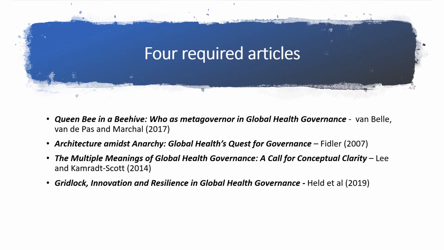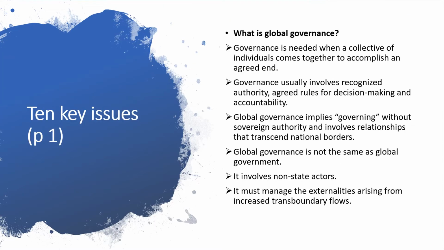They each take a slightly different take, but what I think is interesting is they build on each other and you see some themes throughout. They all start with the issue of what is global governance. And they first talk about, particularly the Kelly article, talks about what governance is. Governance is needed when a collective of individuals comes together to accomplish an agreed end.